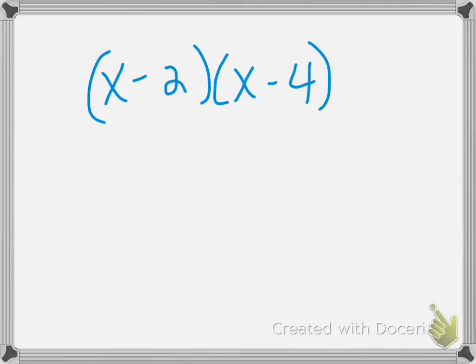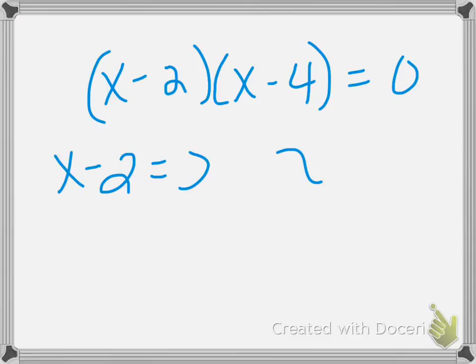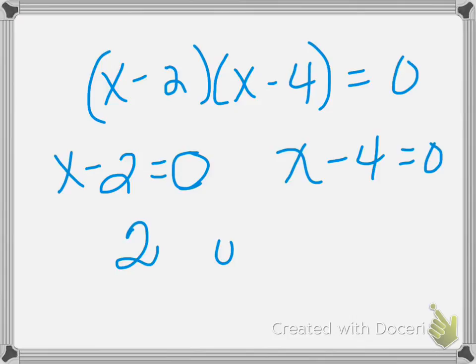So we have our factors determined. They are x minus 2 and x minus 4, both set equal to 0. We're now going to apply the zero product property, which means both of them need to be set to 0 separately. So we have x minus 2 equals 0 and x minus 4 equals 0, which of course turns into x is positive 2 or x is positive 4.